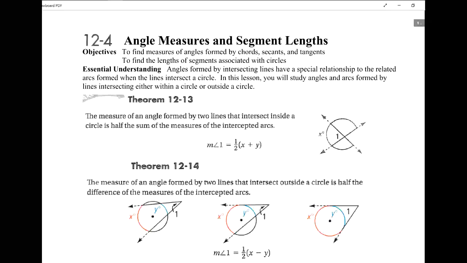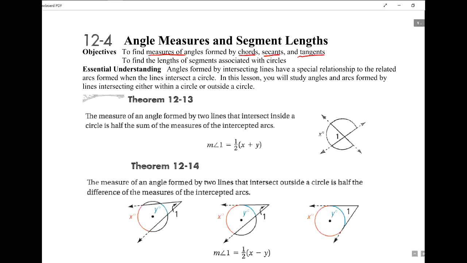12.4, angle measures and segment lengths. Okay, I worry this one's going to be a little bit long. There's some tricky concepts here, but I think we'll do all right. Our objective here is to find the measures of angles formed by chords, secants, and tangents.